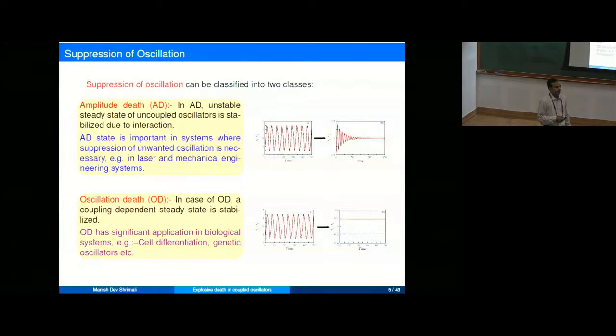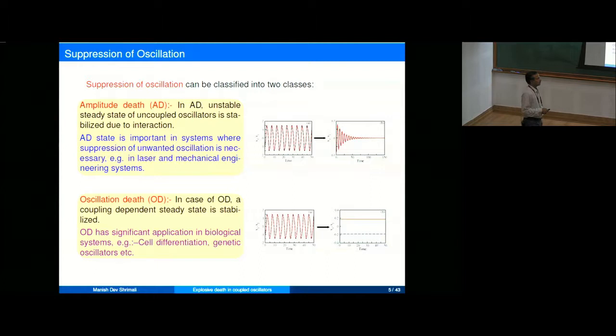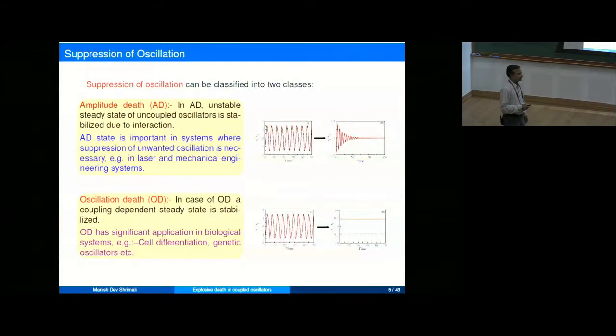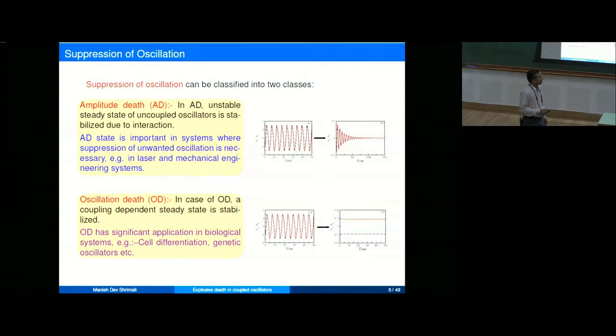One of the recent interests in the dynamics of coupled oscillators is the suppression of oscillations. Here we can broadly classify it into two classes. One is amplitude death, where because of the interaction we stabilize the unstable steady state of the system. Individual oscillators have their own unstable steady state, and because of a particular coupling form, if we can stabilize that steady state, then we can suppress the oscillations.